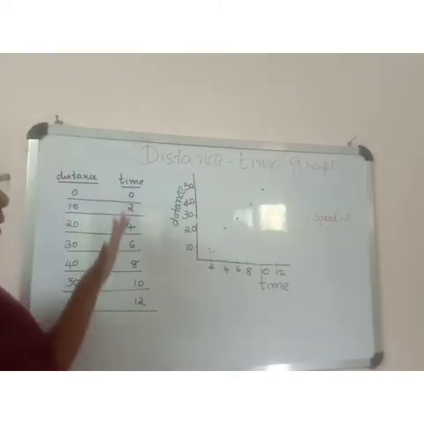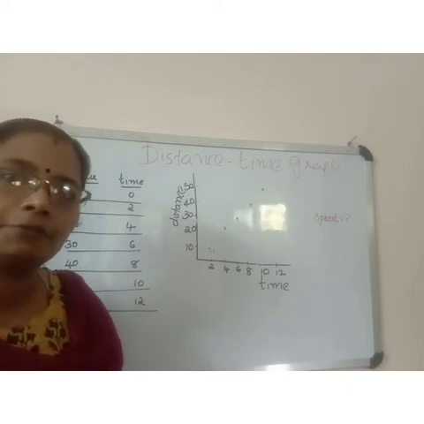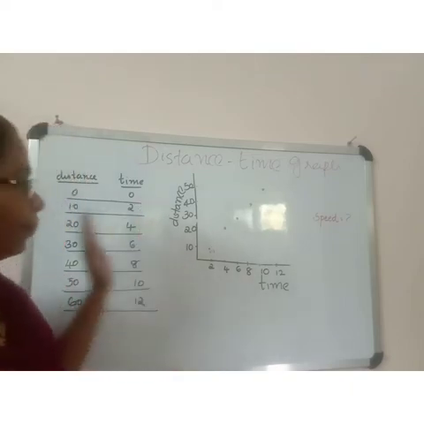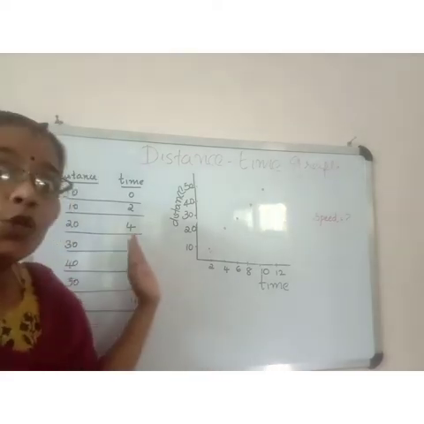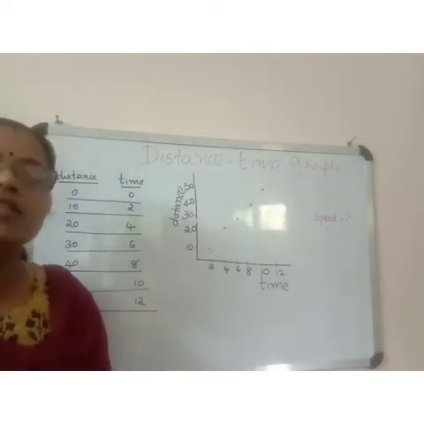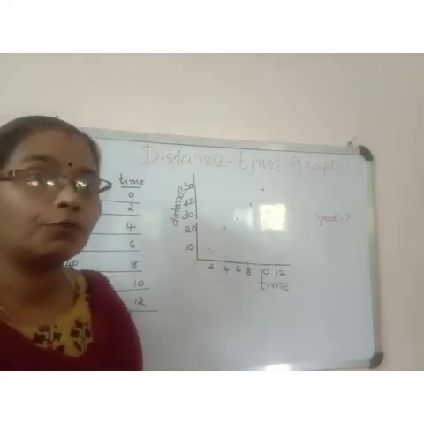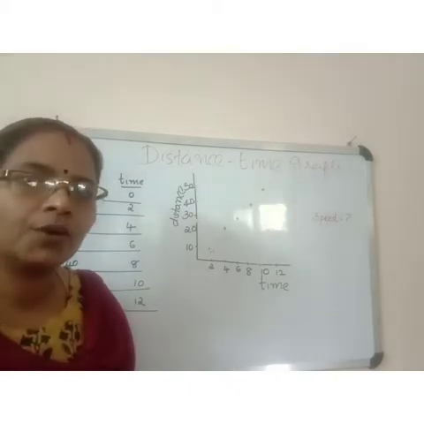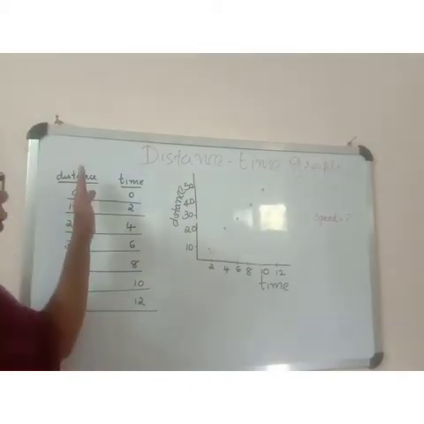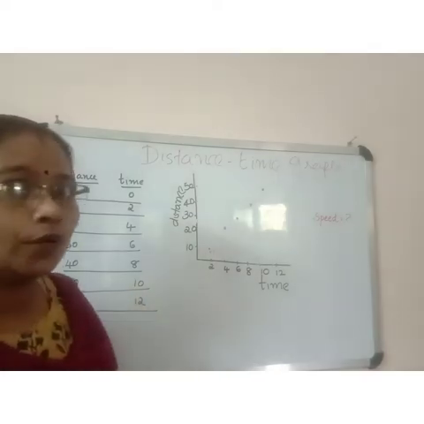Okay, the difference between consecutive numbers here is 2 and here is 10. So we just confirm this is a uniform motion. Now we are going to draw the distance time graph of which motion? Uniform motion. From where did you get that it's a uniform motion? From the values of distance and time, it's understood it's a uniform motion.